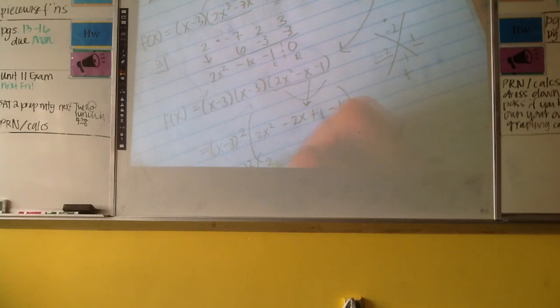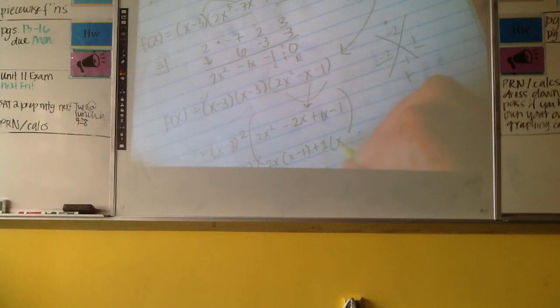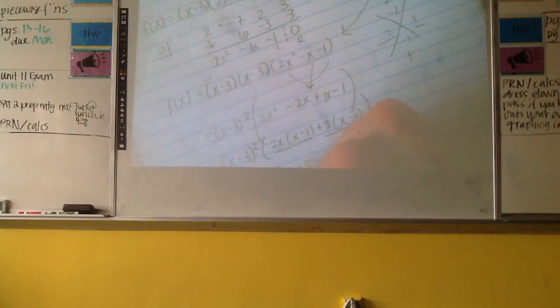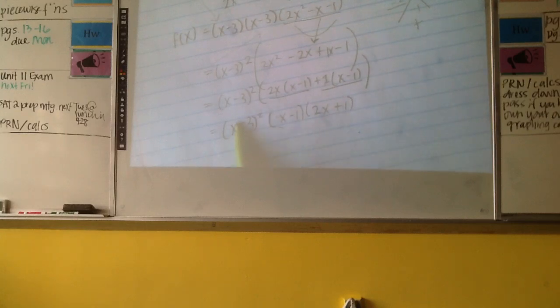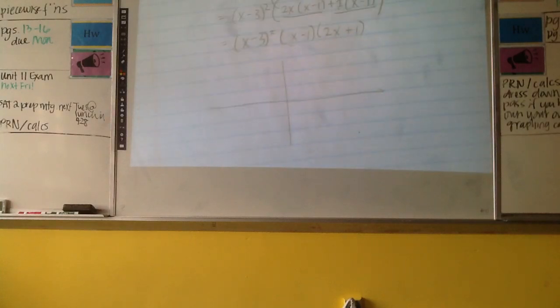These guys have 2x in common, so take it out. These guys have nothing in common, so take a 1 out. These guys now have x minus 1 in common, so take that out. What you're left with is 2x plus 1. I know I'm fully factored because the x's have exponent 1. This factor has multiplicity 2, but the x has an unwritten exponent of 1. So now I'm done factoring, which means it'll be easy for me to find the roots.